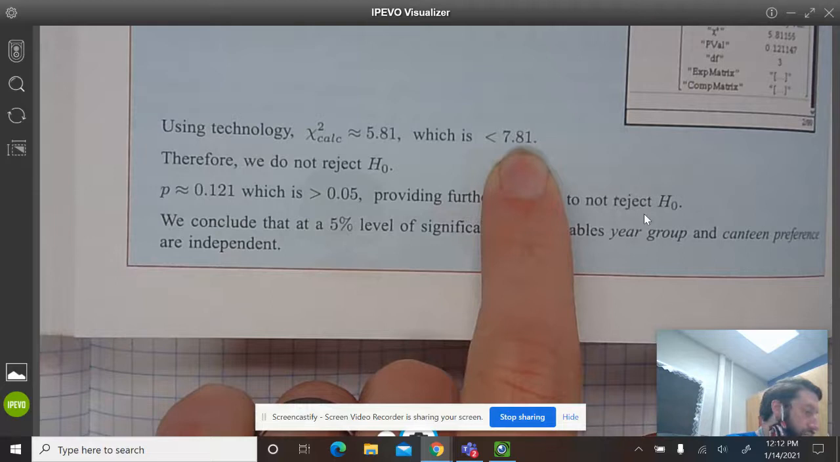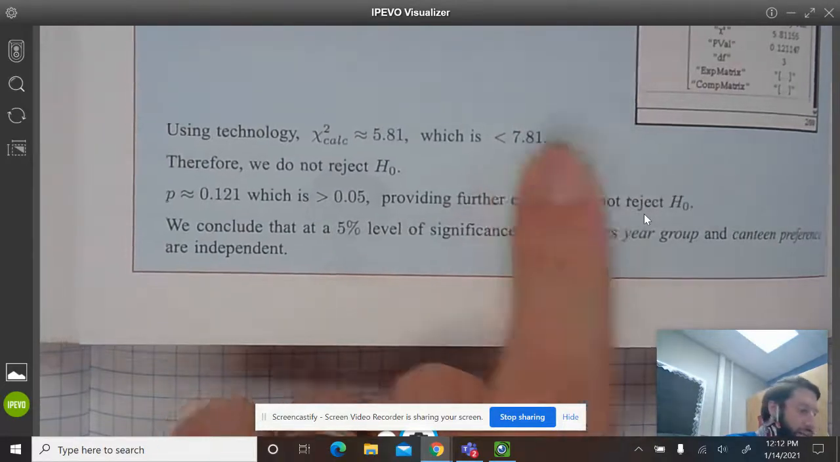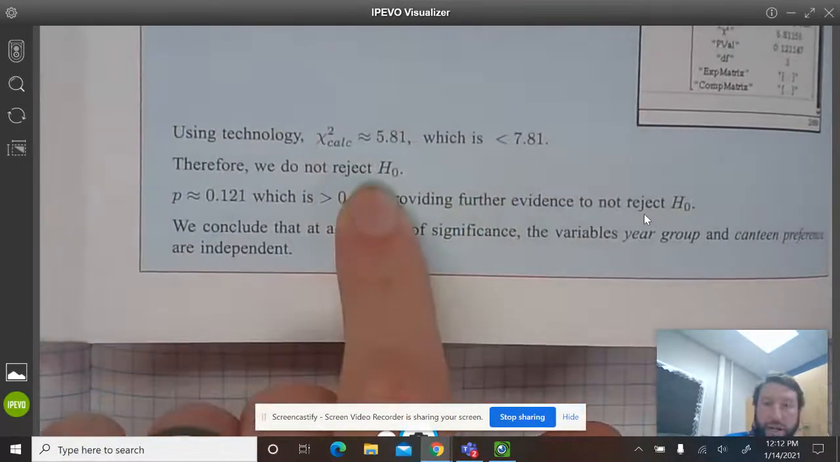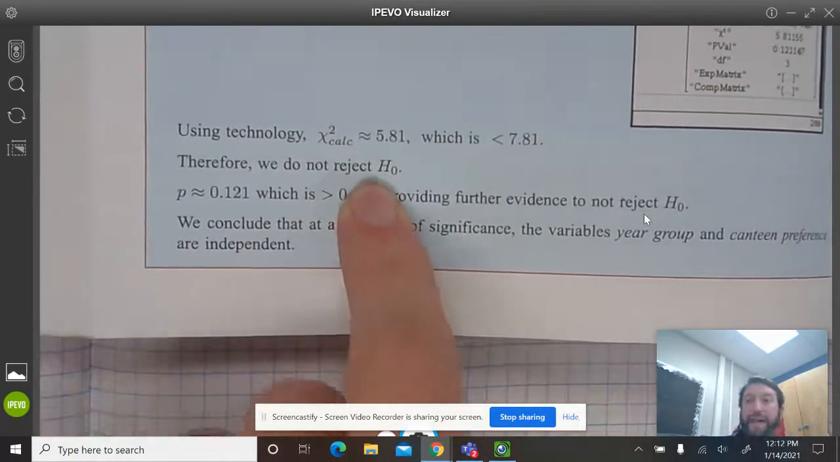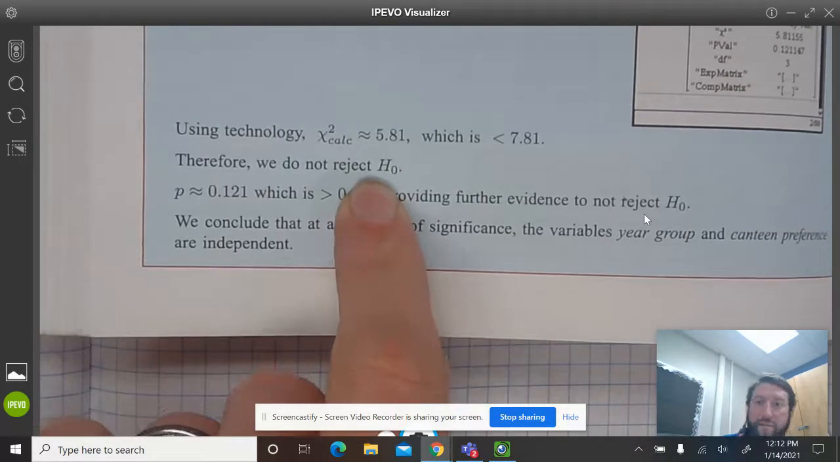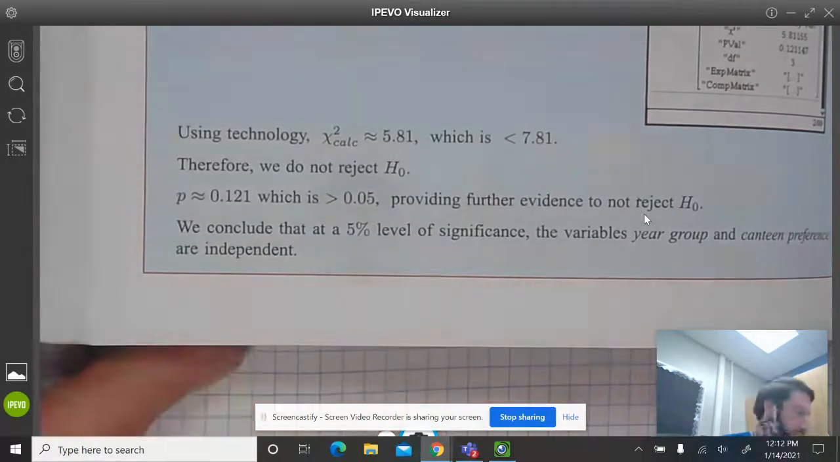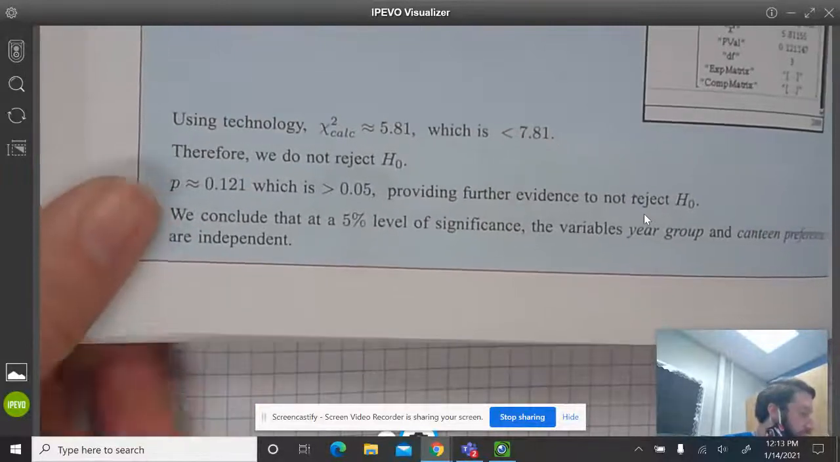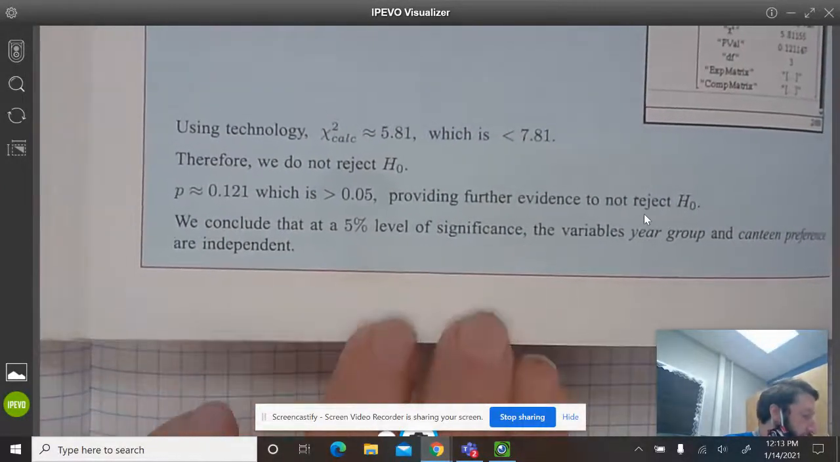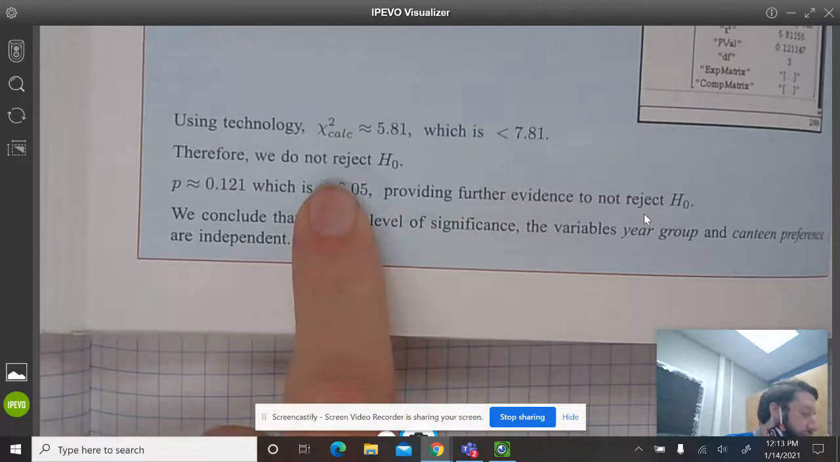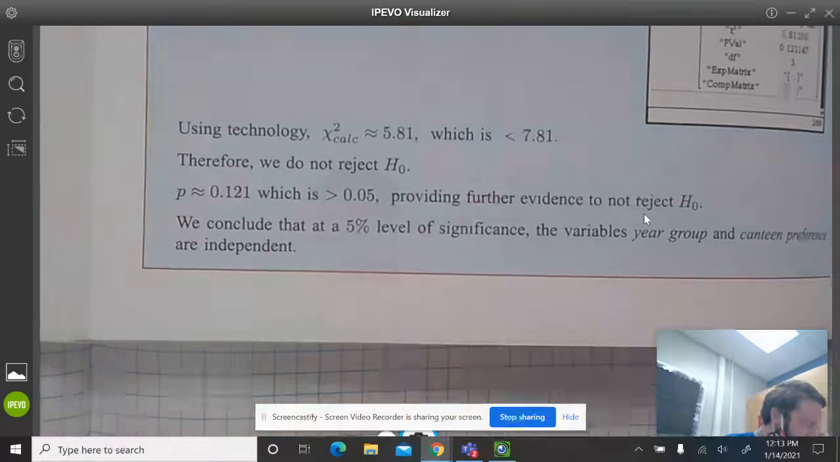So what does that mean? Well, I have to reject it if chi-squared is greater than, but it's not. It's less than. So I do not reject H null. Again, you do not say accept H null. You simply say I do not reject H null. So you don't say accept H null.